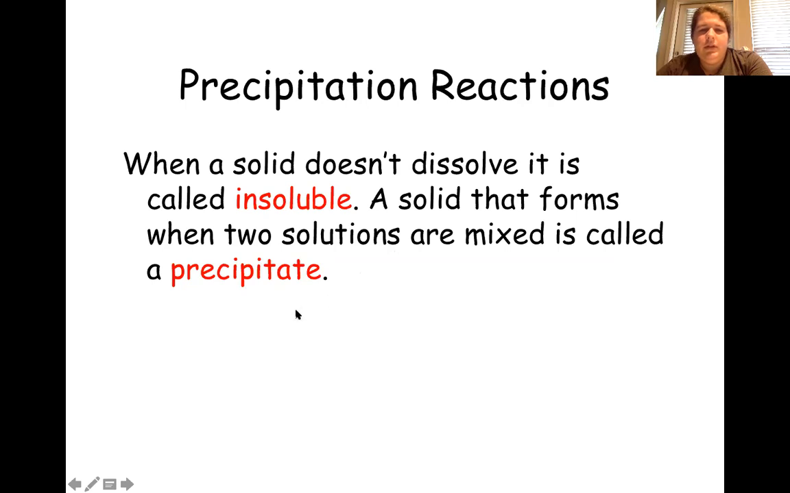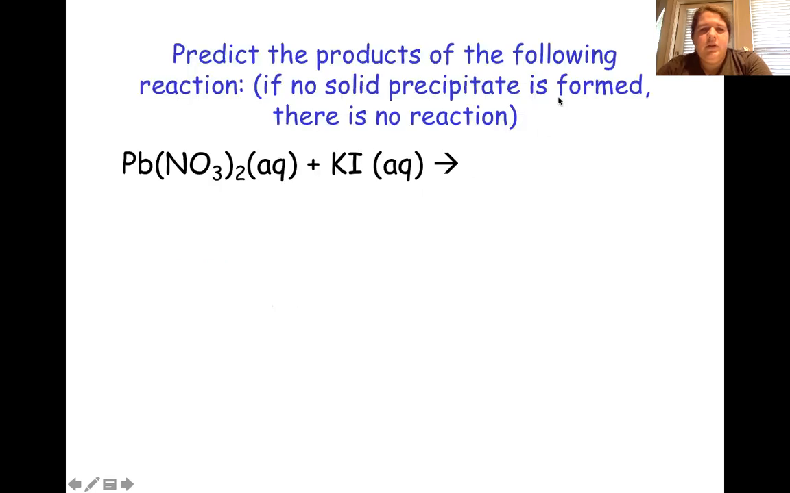So the difference between insoluble and precipitate is that insoluble just means that it won't be dissolved. A precipitate is when you are mixing 2 things and the ionic reaction occurs and the resulting solute is insoluble. So precipitates form under special circumstances. So let's predict the products of the following reaction. If there's no solid precipitate, then there's no reaction.